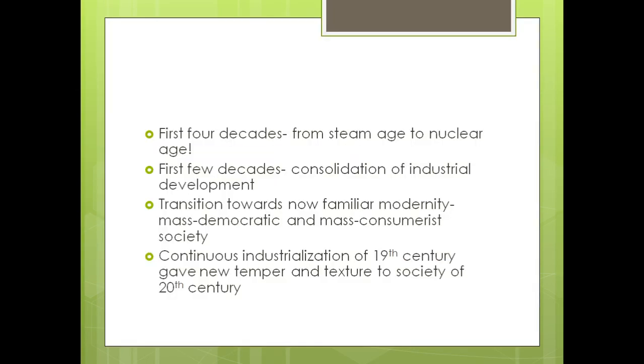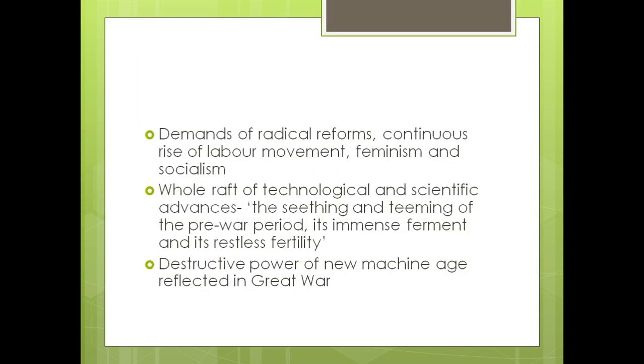We were talking about the continuity from the Victorian age, the transition towards modernity, how it transformed into a mass democratic and mass consumer society, and how industrialization gave new temper and texture to the society. And then we talked about all those demands of radical reforms, the continuous rise of the labor movement, the rise of feminism and socialism, which were actually continuing from the Victorian period onwards.